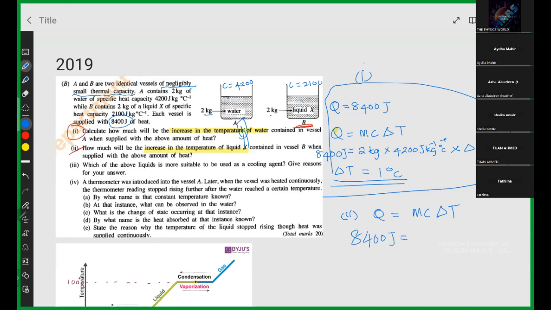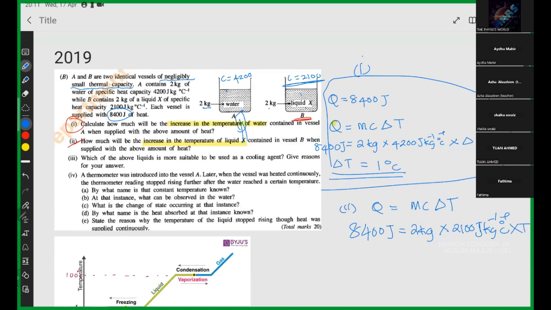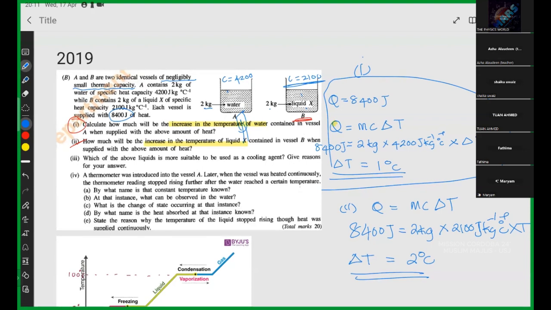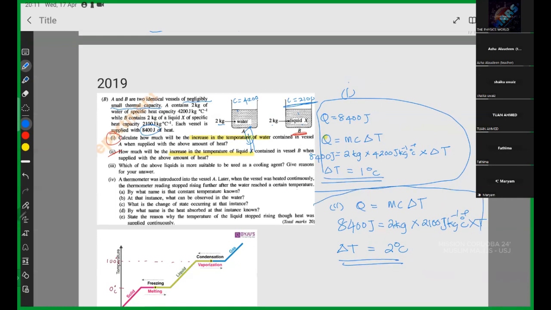It's so simple. What is that? 2 kilograms. What is the C of this? 2,100 joule per kilogram per degree Celsius. And you need to find the temperature. So when you solve all this, delta T is 2 degrees Celsius. So students, is this both okay? Yes, ma'am.